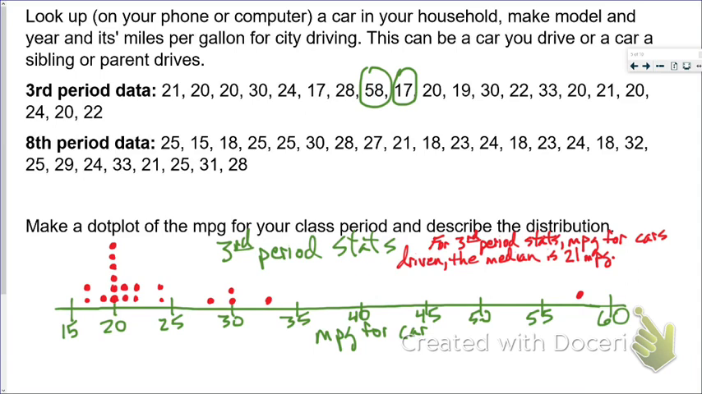Unusual, I see some gaps. I'm mainly just going to mention the big gap and the possible outlier. There is a huge gap from 33 to 58, with 58 MPG being a possible outlier.